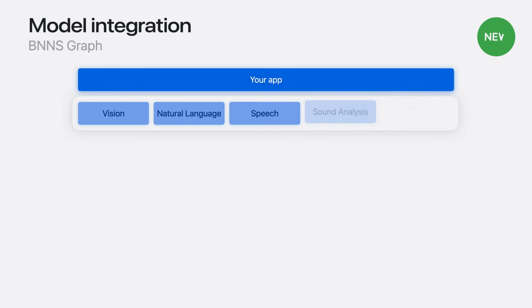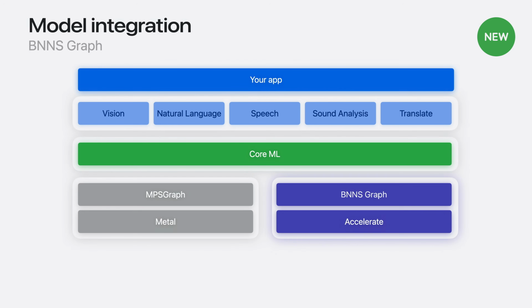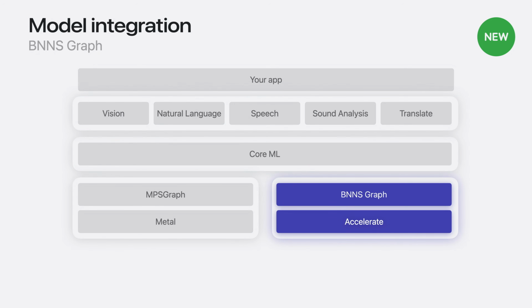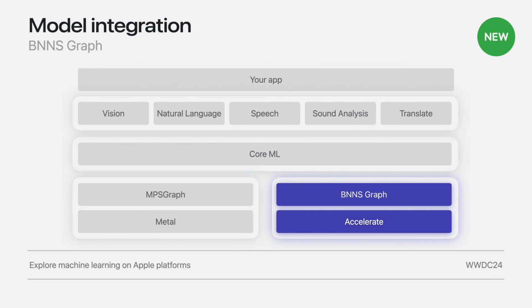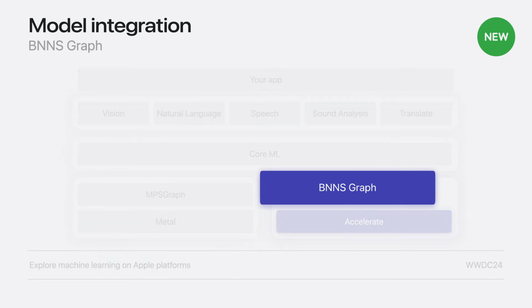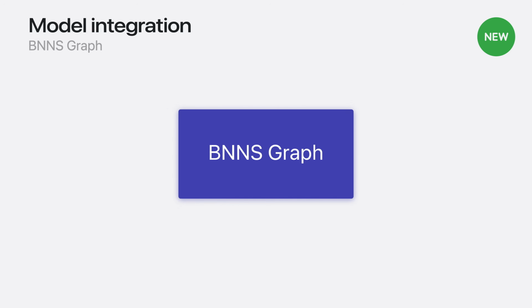Just before we get started, let me share how BNNS fits into Apple's overall stack of machine learning frameworks. BNNS is one of the libraries in our Accelerate framework, and it allows you to integrate your model into your app. It accelerates machine learning on the CPU, and it's used by Apple's machine learning framework, CoreML. Our new API for CPU-based machine learning, BNNS Graph, allows the BNNS library to consume an entire graph rather than the individual machine learning primitives.